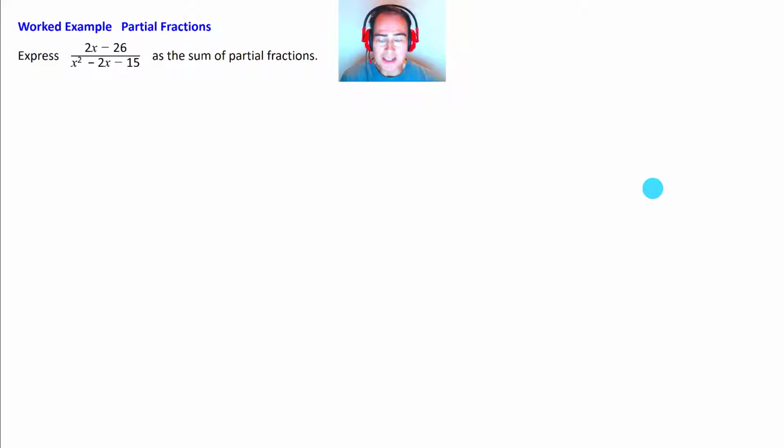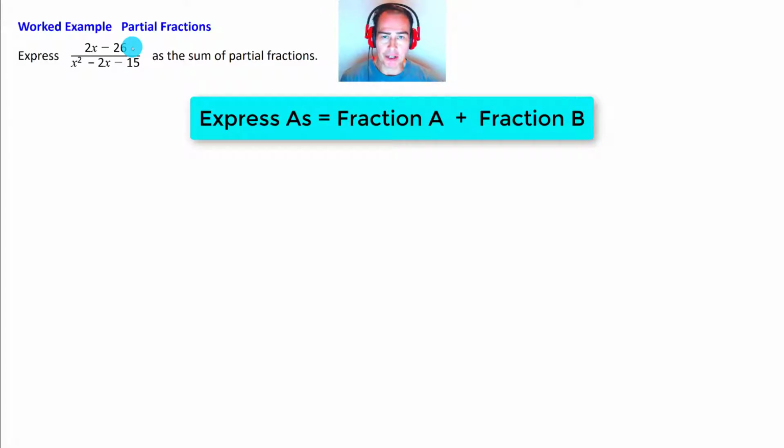Hi guys, today's lesson is on how to express algebraic fractions as the sum of two partial fractions. If we have a look at this expression over here, we see that we've got an expression x squared minus 2x minus 15 in the denominator and 2x minus 26 in the numerator. Now it's possible to express this rational expression or fraction expression as the sum of two separate fractions.